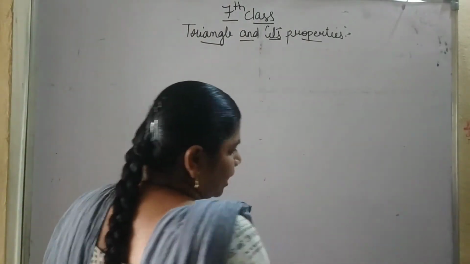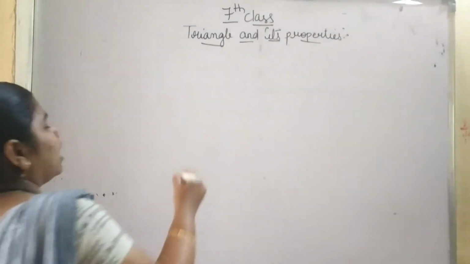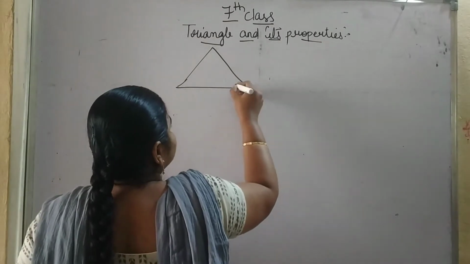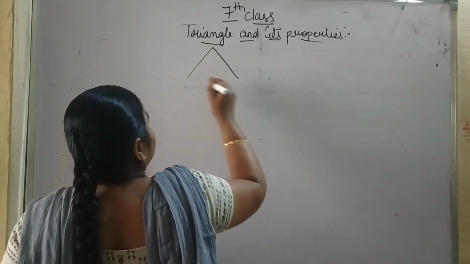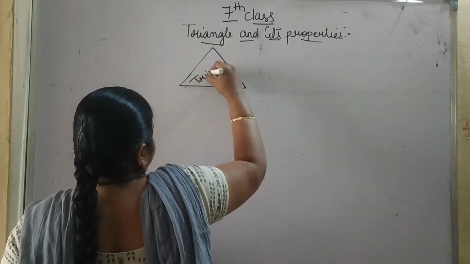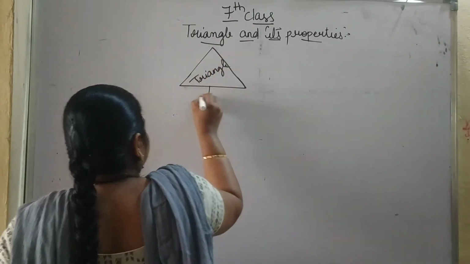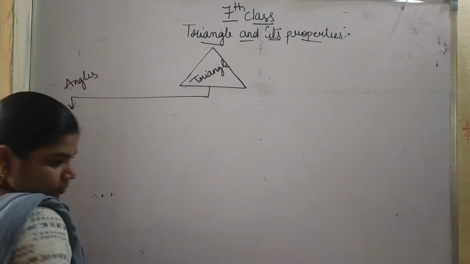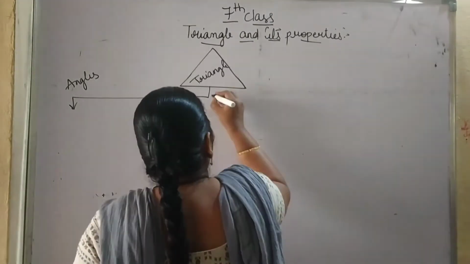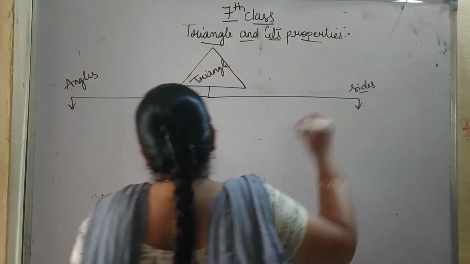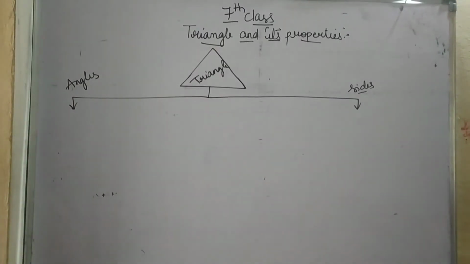So how many different types of triangles are there? We will learn. Now the triangle has been divided into 2 parts, that is based on angles and based on sides. Okay, so based on angles and based on sides, it has been divided into 2 parts.